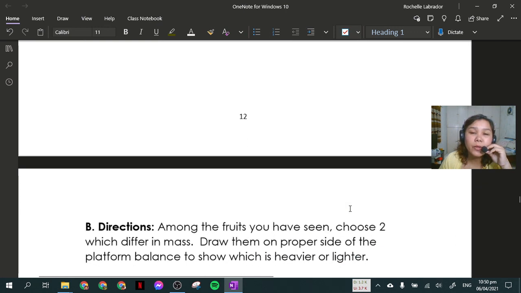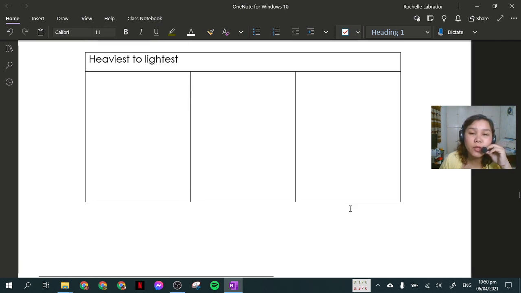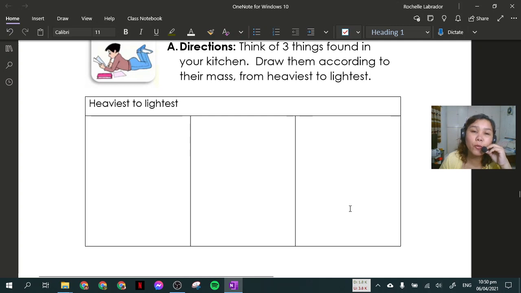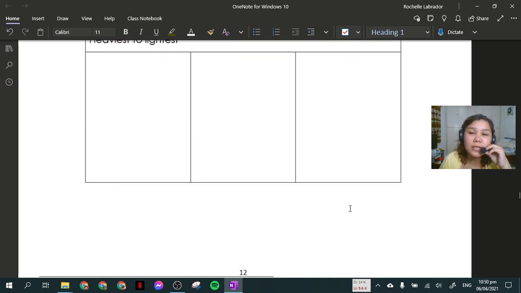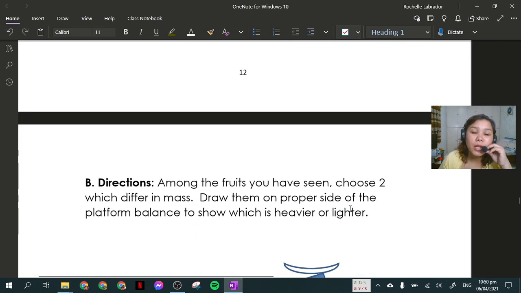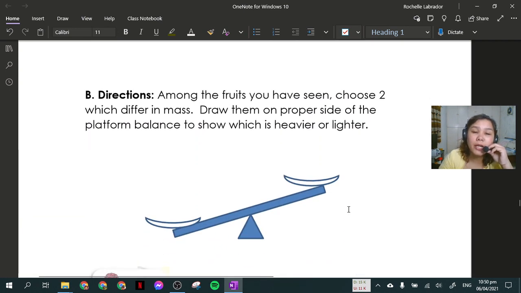And then, if you wish to finish this, pause muna, or if you wish to go back to this part after the video, let's continue. Okay, part B, directions. Among the fruits you have seen, you were able to touch, to taste, to hold them. So choose 2 which differ in mass. Throw them on proper side of the platform balance to show which is heavier or lighter.